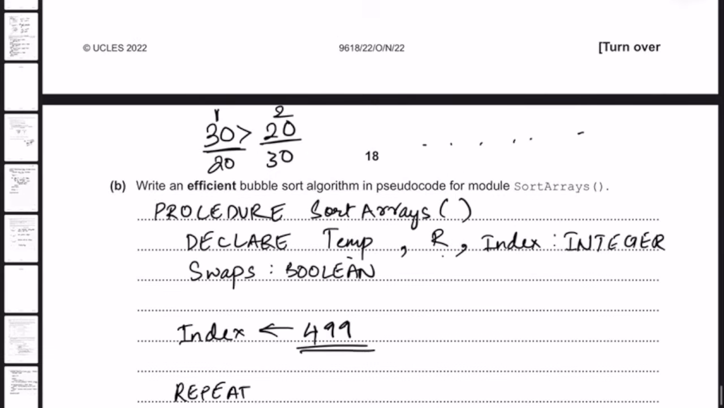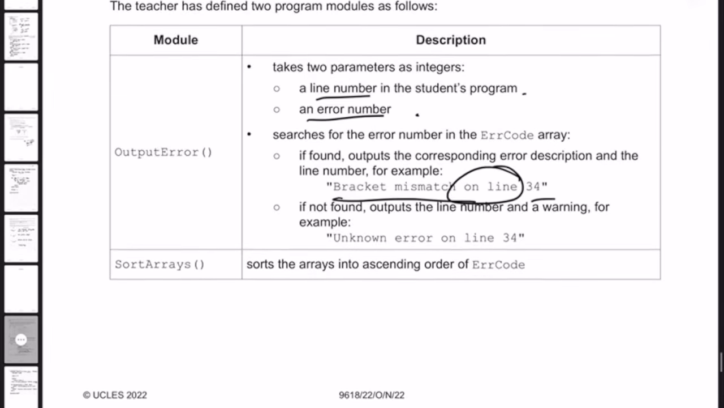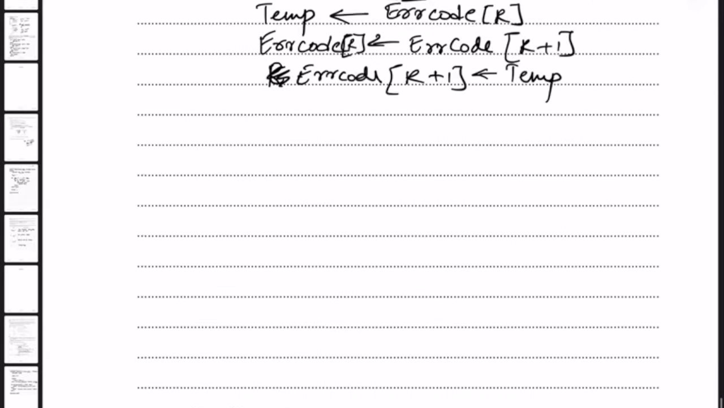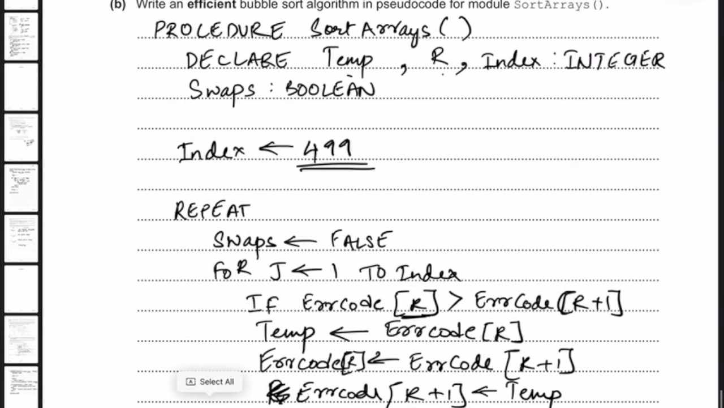Do we also need to sort the text arrays? Oh, arrays. So we also have to sort the text. So we'll need another temp. So we make this temp 1 and temp 2 will be string. Right? Okay.